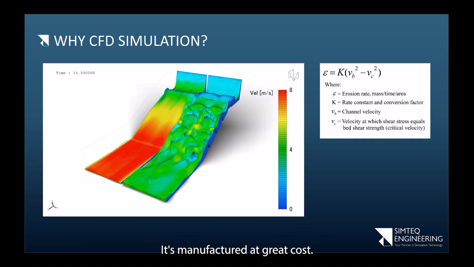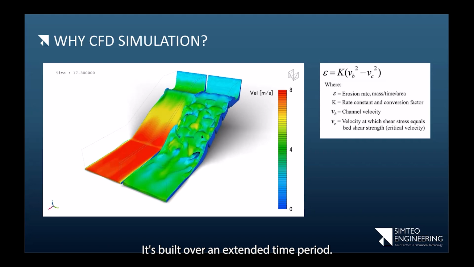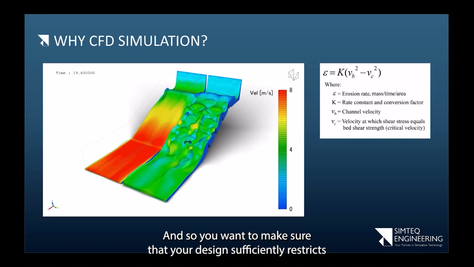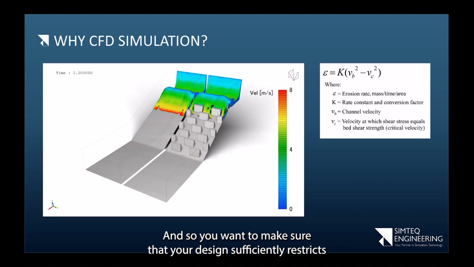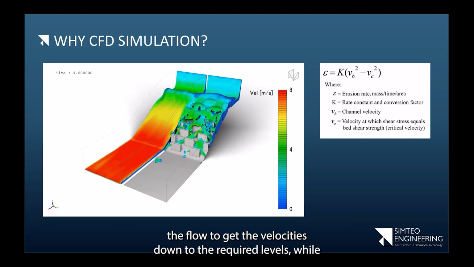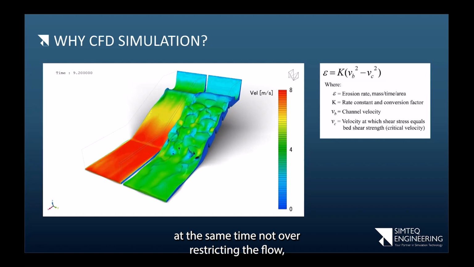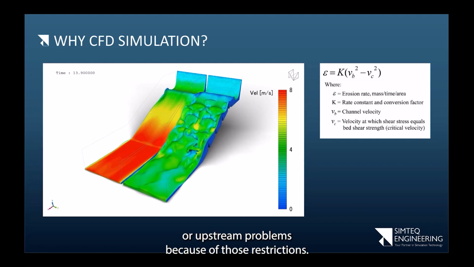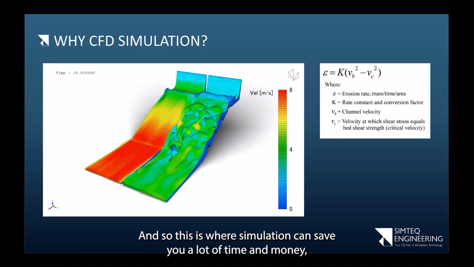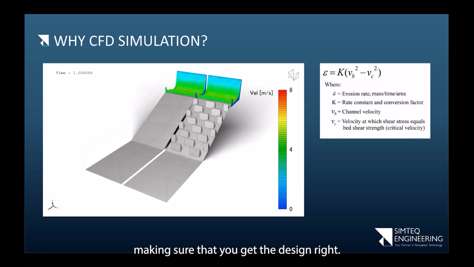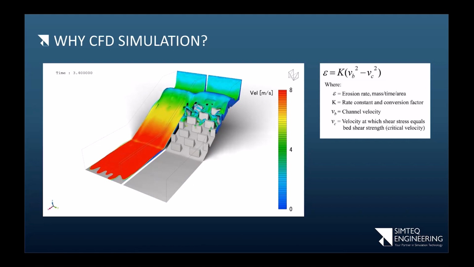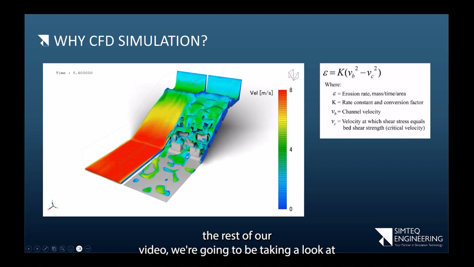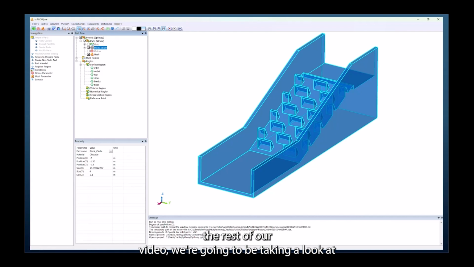It's manufactured at great cost. It's built over an extended time period. And so you want to make sure that your design sufficiently restricts the flow to get the velocities down to the required levels, while at the same time not over-restricting the flow in such a way that it causes blockage or upstream problems because of those restrictions. This is where simulation can save you a lot of time and money, making sure that you get the design right.